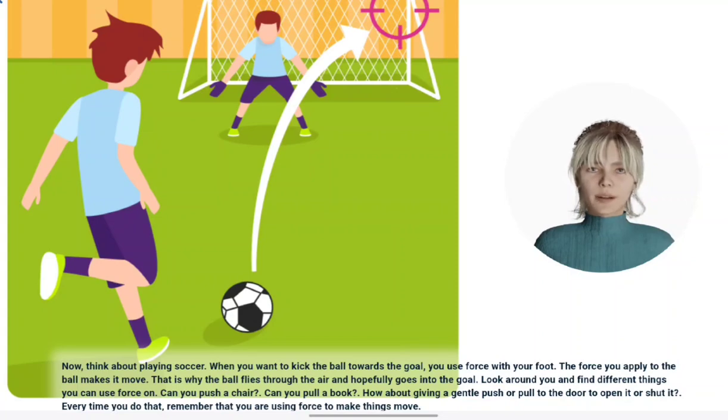Look around you and find different things you can use force on. Can you push a chair? Can you pull a book? How about giving a gentle push or pull to the door to open it or shut it? Every time you do that, remember that you are using force to make things move.